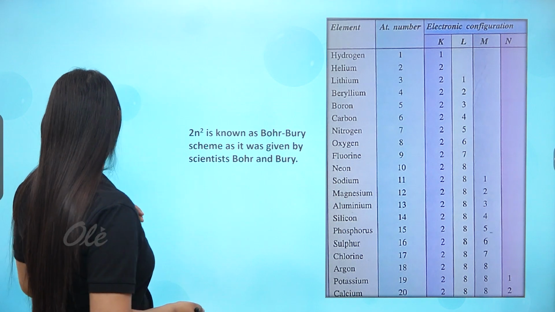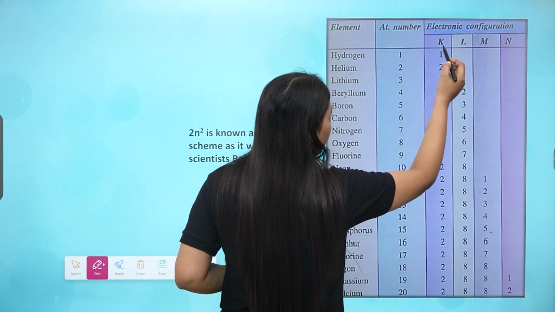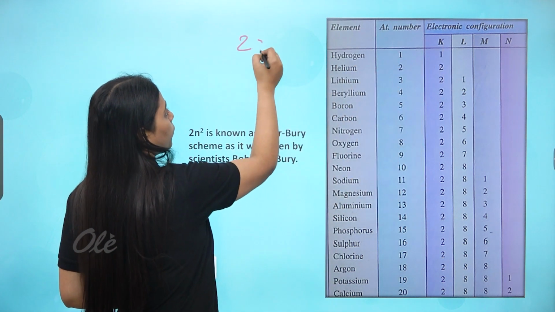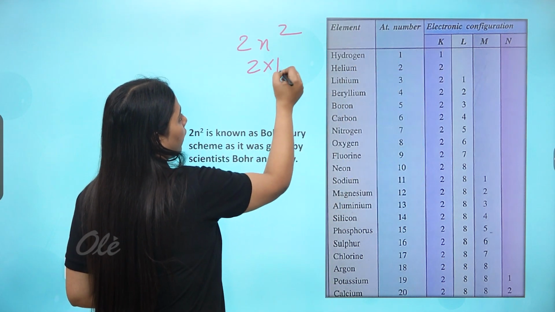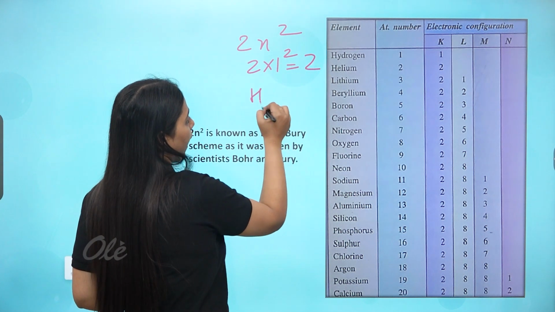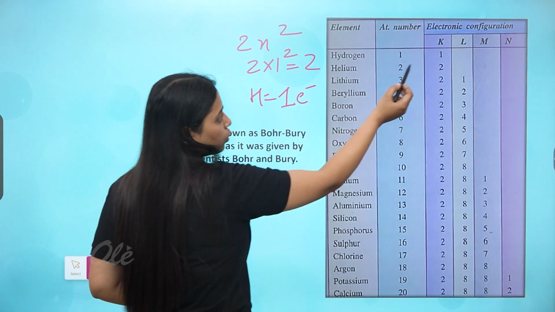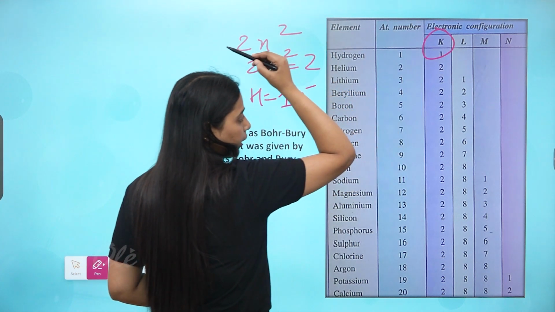Okay, both have studied this. So see here, hydrogen has atomic number one only. So the first shell, as you saw from the 2n square formula, can have 2 electrons. The maximum limit is 2, but hydrogen has atomic number one only. That means it needs only one electron. So the K shell has only one electron.